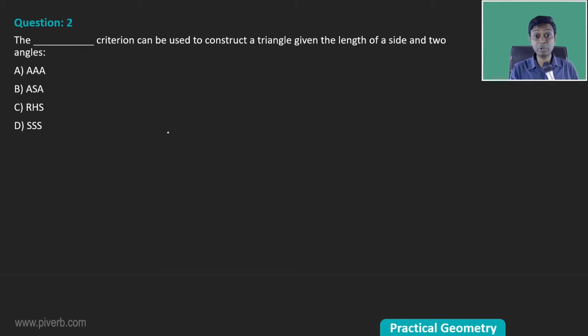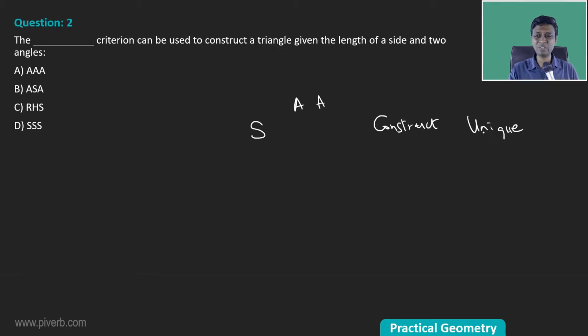The ASA criterion can be used to construct a triangle given the length of a side and two angles. You have a side and two angles. So remember, whenever you're looking to construct a triangle, you have to be sure that there is a unique triangle. But with this information, you can draw only one triangle.